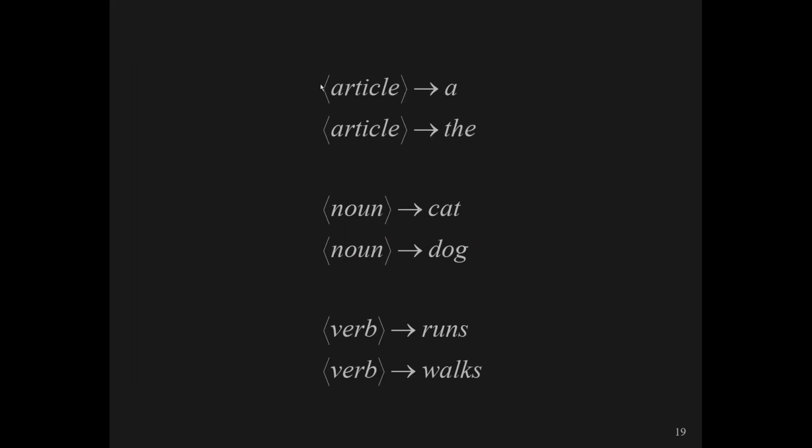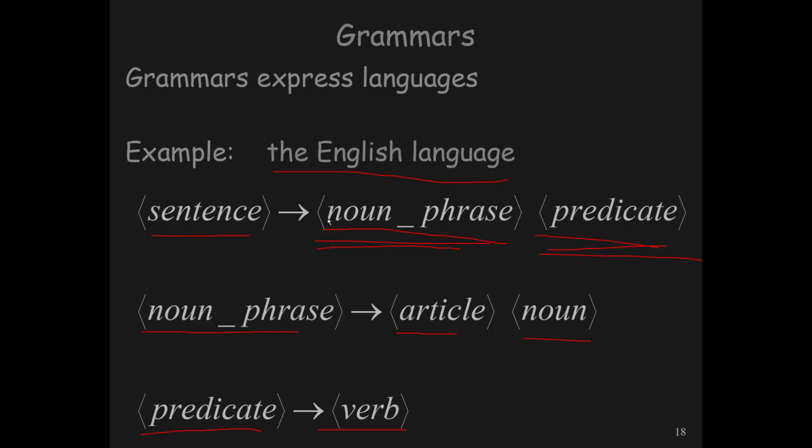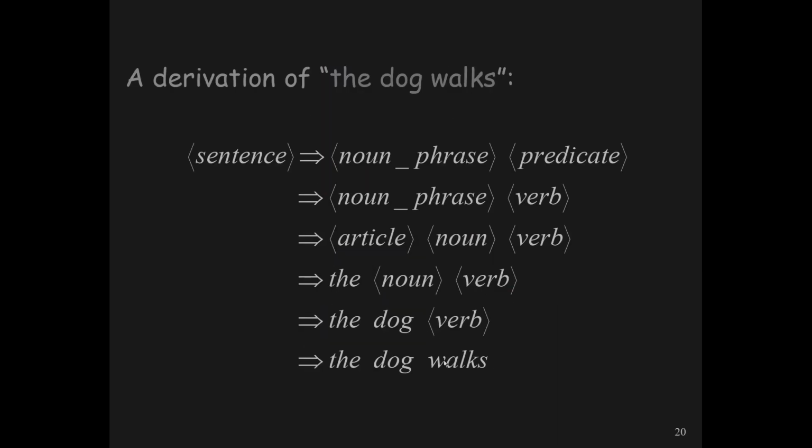Now the noun phrase has an article and then a noun, and the predicate has just a verb, okay? Examples of articles might be a and the. Nouns might be cat or dog. Verbs are runs and walks. So let's break this down. The noun phrase becomes article noun. So you have article, noun, predicate. Predicate becomes verb, so you have article, noun, verb.